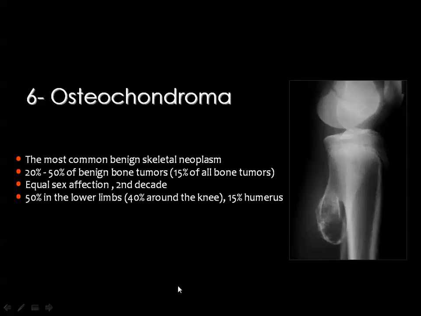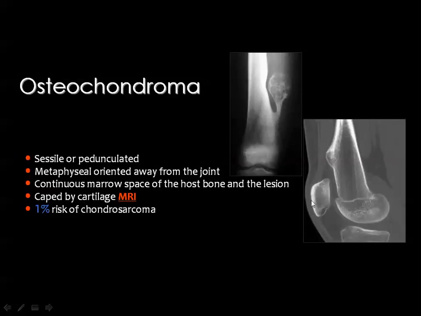Then we have two types of this lesion: the pedunculated one, which may have a pedicle, and the sessile one, which does not have a pedicle. This is an example of a pedunculated one, and this is a sessile osteochondroma. Osteochondroma is an osteo, and the chondro represents the cap of cartilage covering the distal part of the lesion. You should know that the medullary cavity of the lesion is continuous with the medullary cavity of the original bone, and the cortex is also continuous with the cortex.